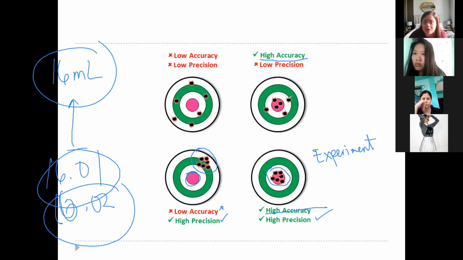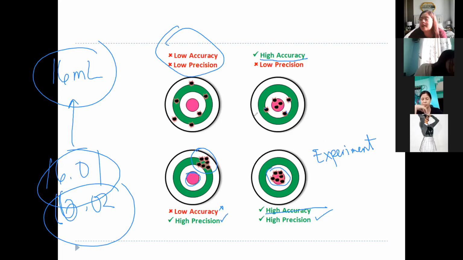This one has high accuracy but low precision, because there are data that are away from each other. And this is what we really do not want to get when we do experiments in the chemistry laboratory. Low accuracy, it is not close to the true value, and at the same time the data are far from each other. Low precision as well.